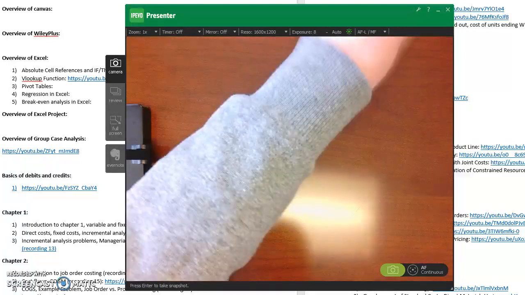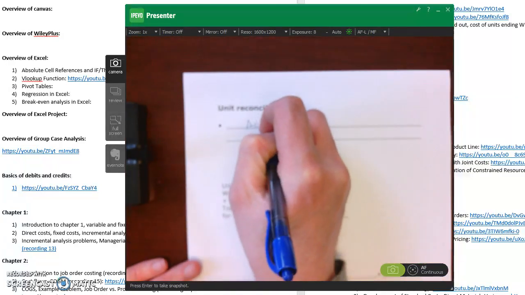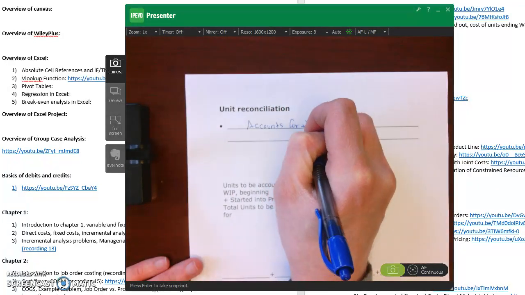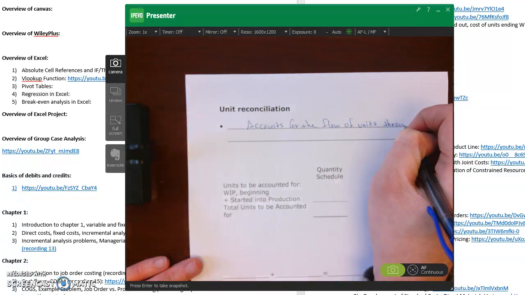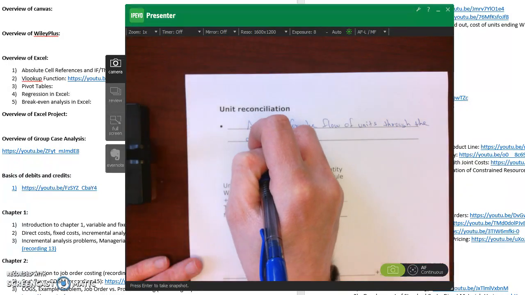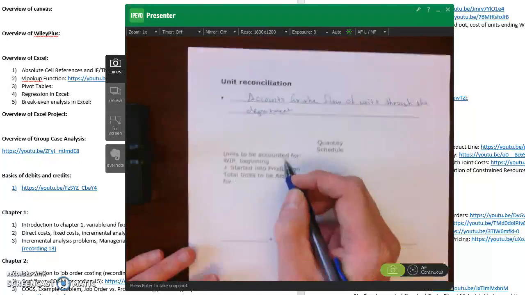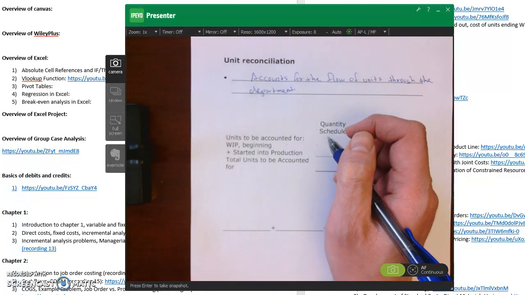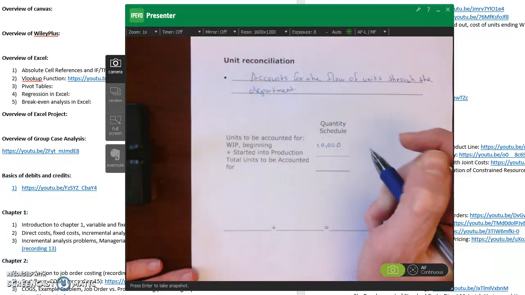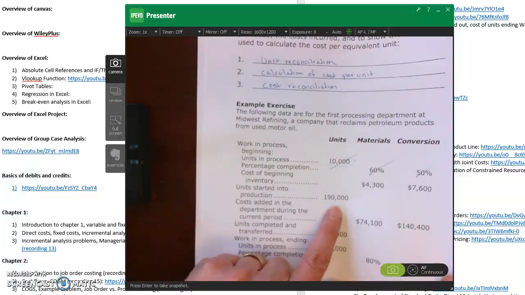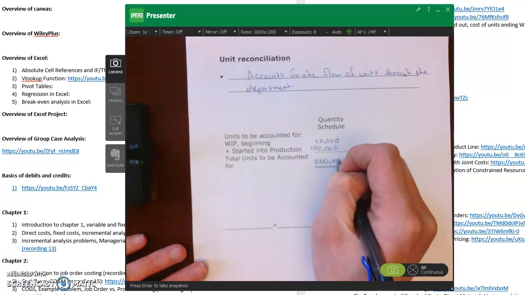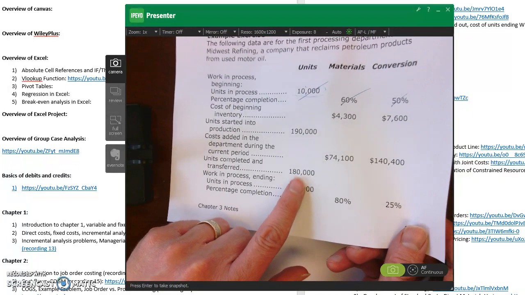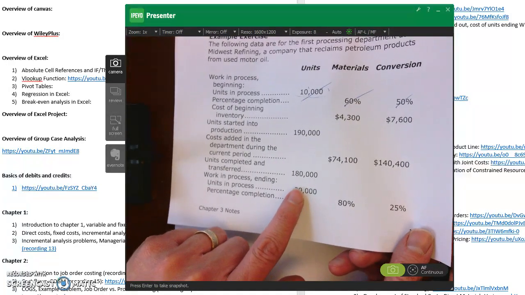So the first thing that we're going to look at is our unit reconciliation, which accounts for the flow of units through the department. We're going to say our units to be accounted for: we had 10,000 units in beginning WIP. That's from right here. And then we started 190,000 units, which means we have 200,000 units to be accounted for. Those units are either going to go to the next department when they're finished, or they're going to stay in ending work in process if they're not finished.